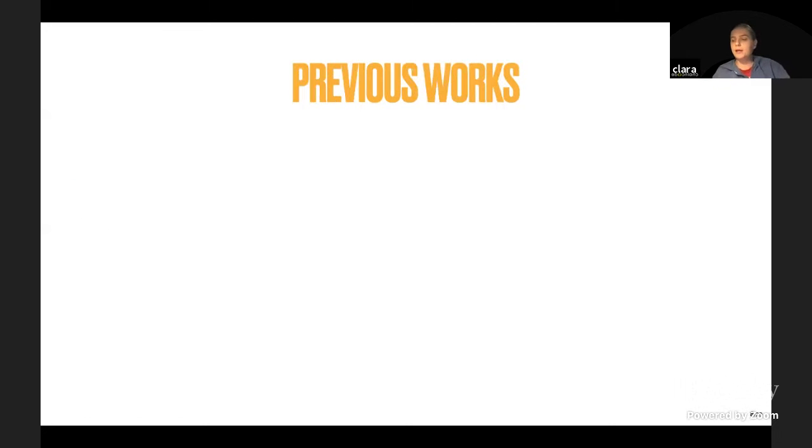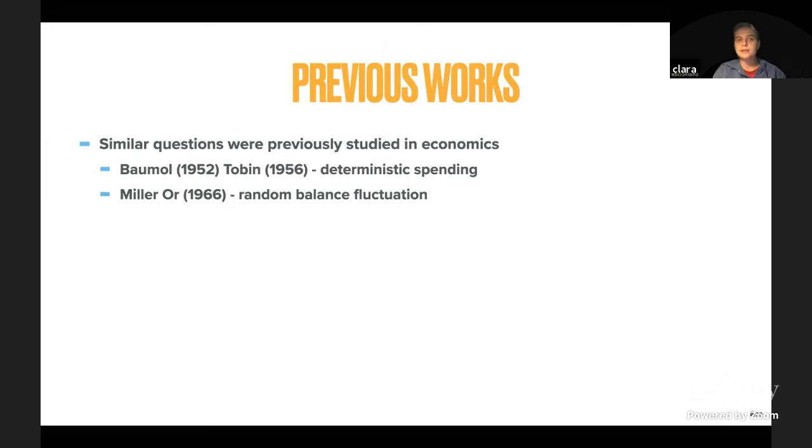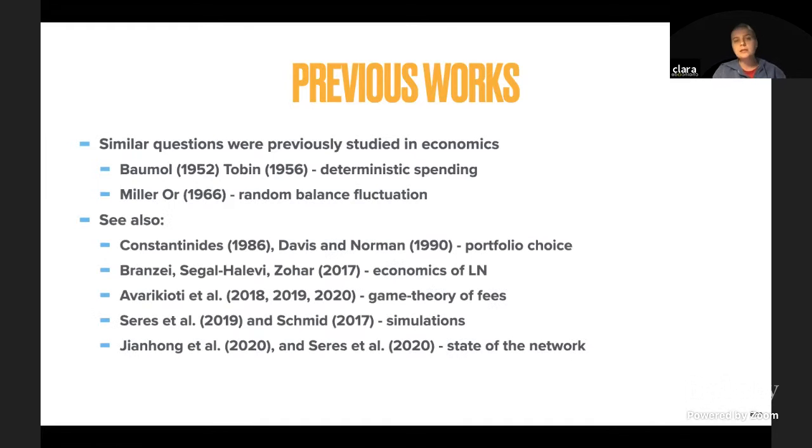Good. So I'll quickly go over previous works. Actually, things that we're relying on, at least in the main ideas, go back to the 50s and 60s, to very classical papers by Baumol-Tobin and Miller-Orr. They, of course, had no idea what a Lightning Network or Bitcoin is. But still, the questions they asked and answered there are relevant to the study of the Lightning Network. That network is more complex, but we can still draw a lot of inspiration from there. More recently, there are works on portfolio choices. And in 2017, we start seeing papers studying the Lightning Network as it emerged and started to interest people. People are studying the economics, the game theory, they're doing simulations, they're studying the current state of the network, and there are many more results. It's a growing field with interesting papers coming quite often.